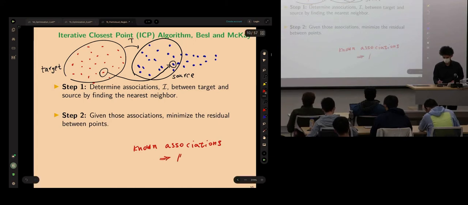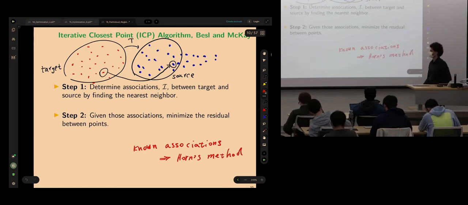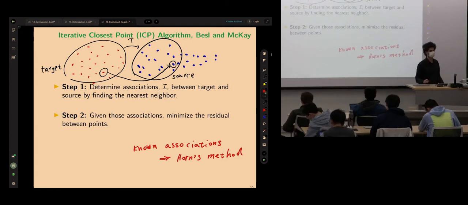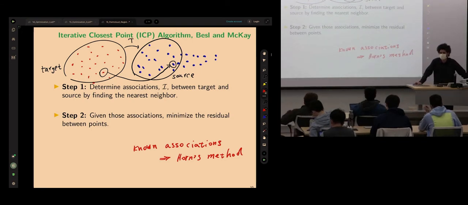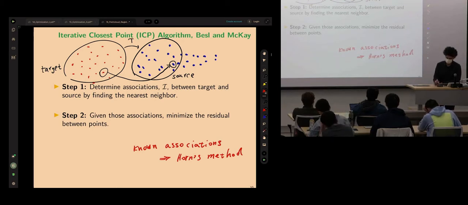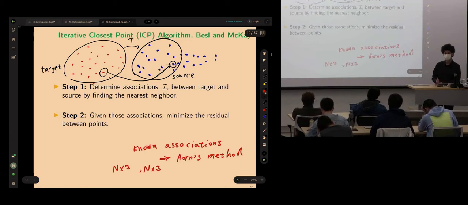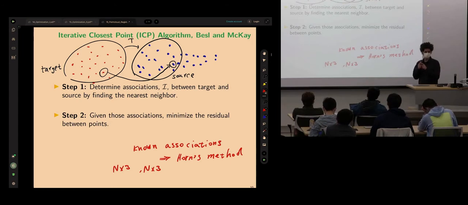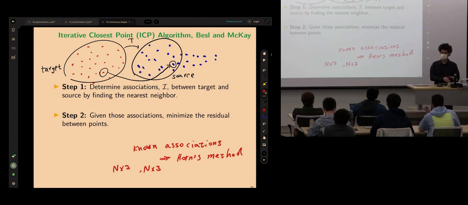Association, that will give you... I'm skipping it here if you're interested. I'll describe the method outside of the lecture, but the idea is to centralize this point cloud around the mean and calculate the cross covariance matrix between the 2 point clouds. Because you have n by 3, and the other point cloud is also n by 3. So knowing the association means that you have exactly the same number of points in the source and exactly the same number of points in the target.